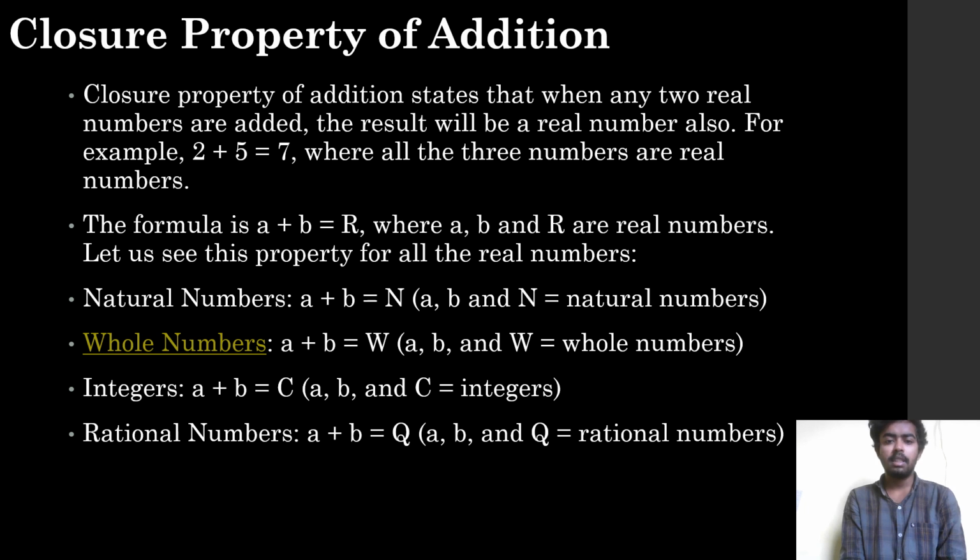Let us see this property for all real numbers. Natural numbers: a plus b equals n, where a, b, and n are natural numbers. Whole numbers: a plus b equals w, where a, b, and w are whole numbers. Integers: a plus b equals c, where a, b, and c are integers. Rational numbers: a plus b equals q, where a, b, and q are rational numbers.